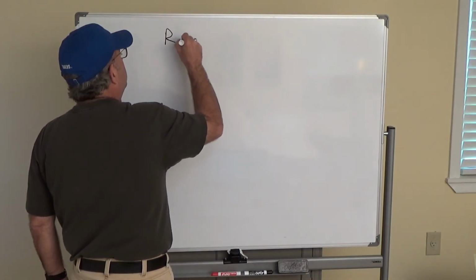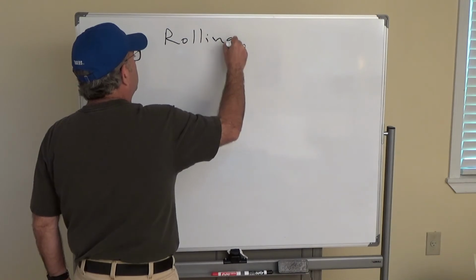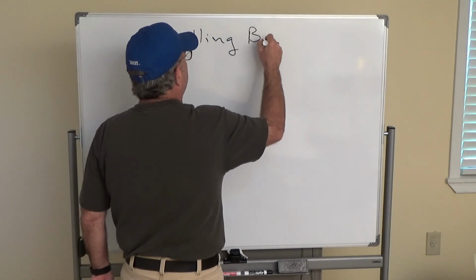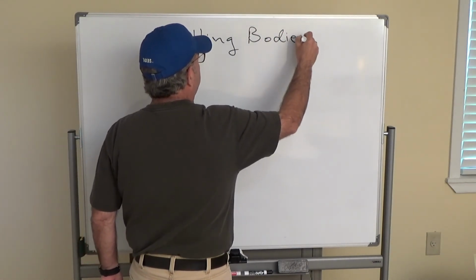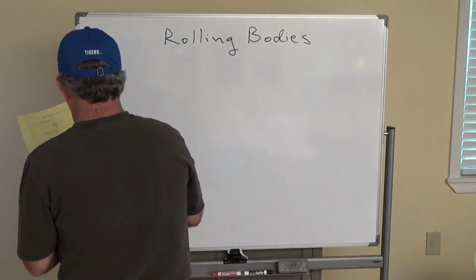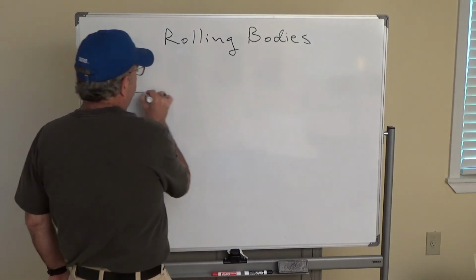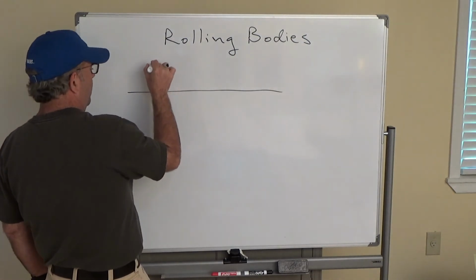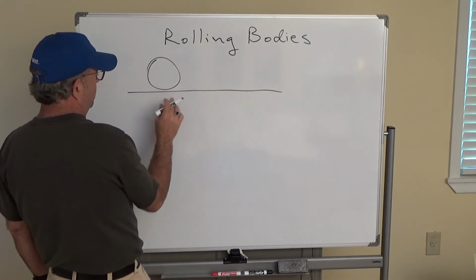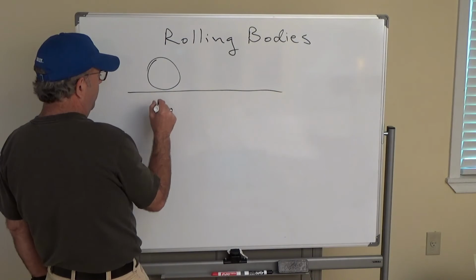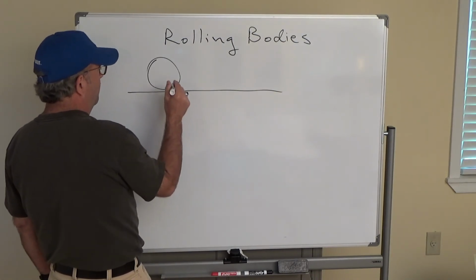All right, so rolling bodies. Okay. So here's the ground and here's an object. Okay, it's not hovering. It's actually touching the ground.